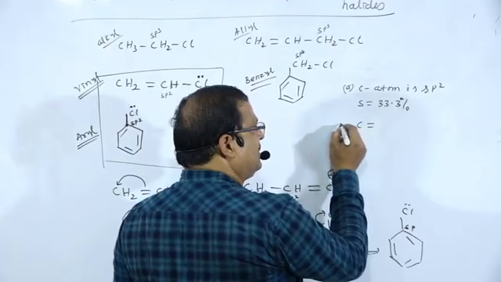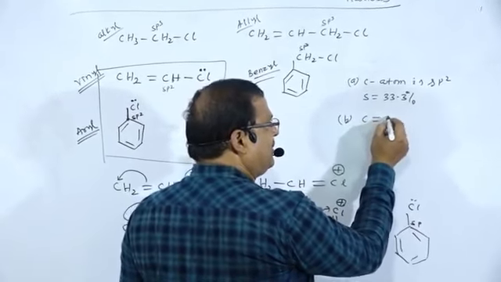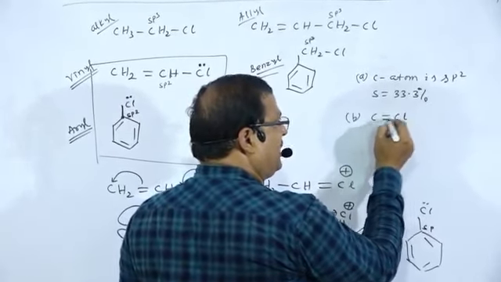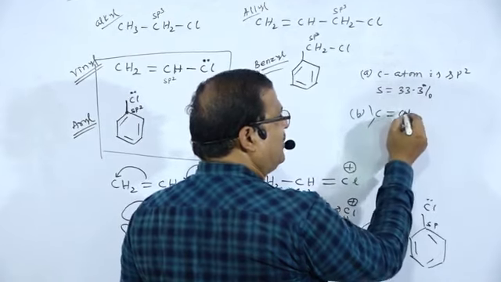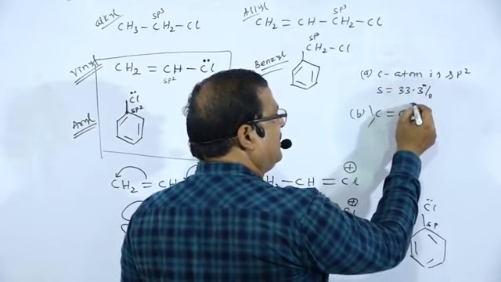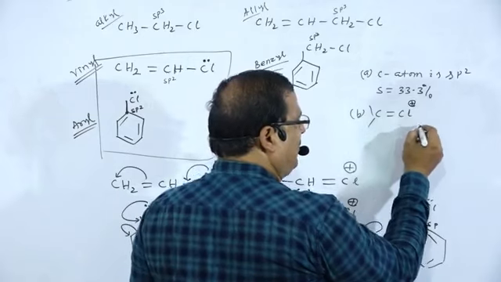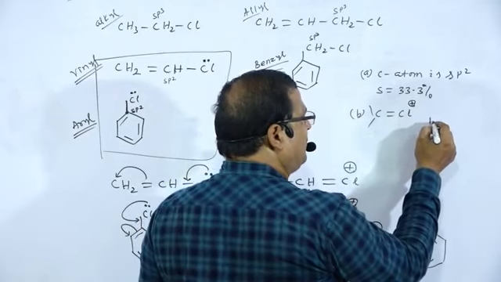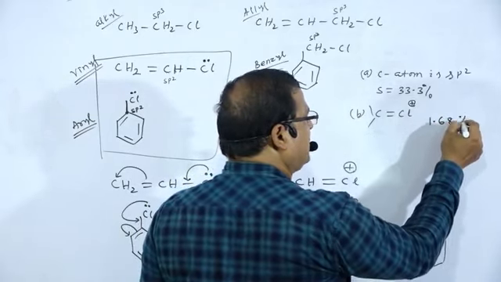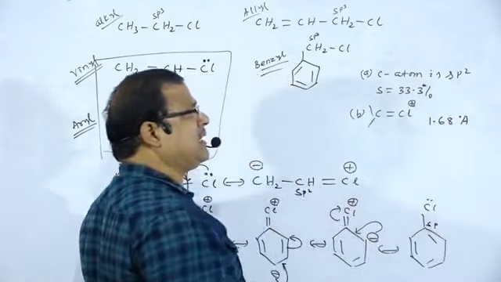Second point, carbon chlorine double bond character. The bond length is found to be 1.68 angstrom.